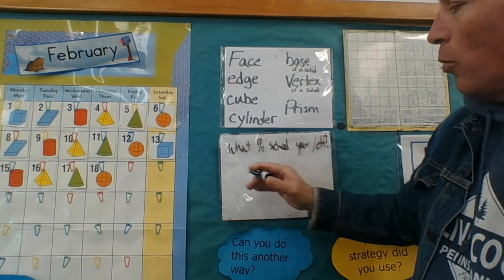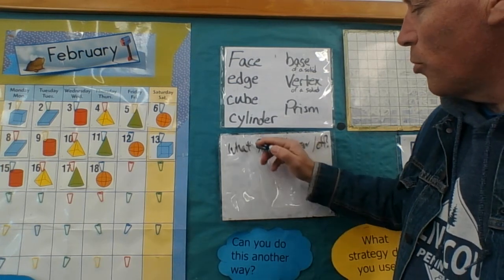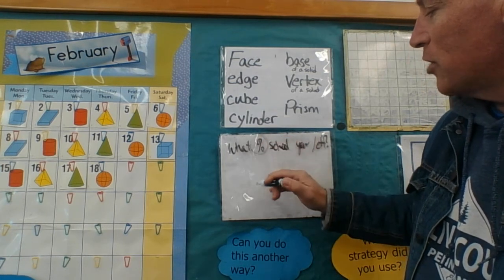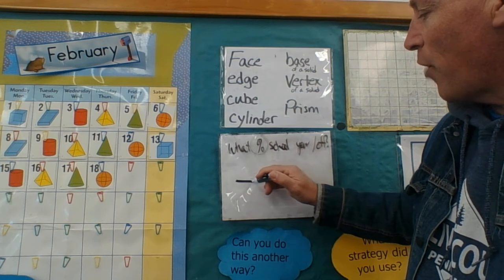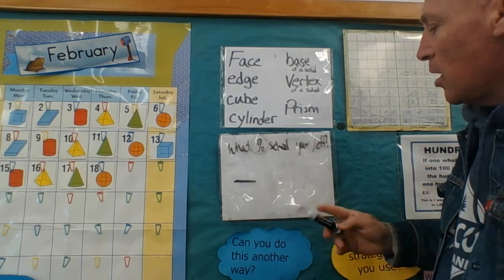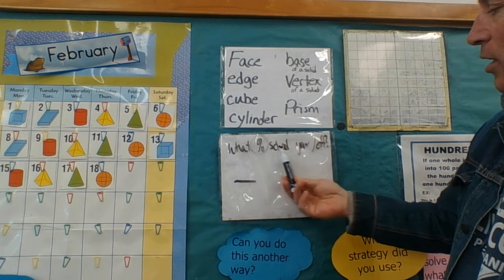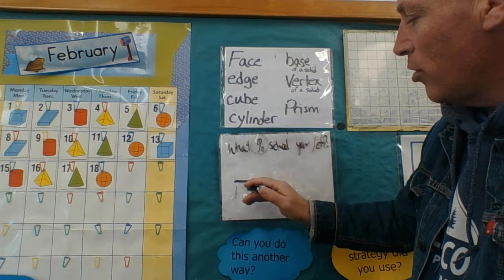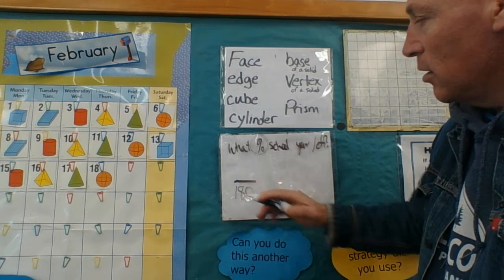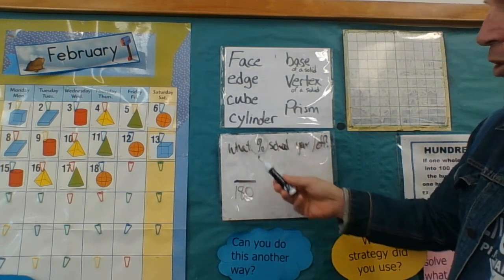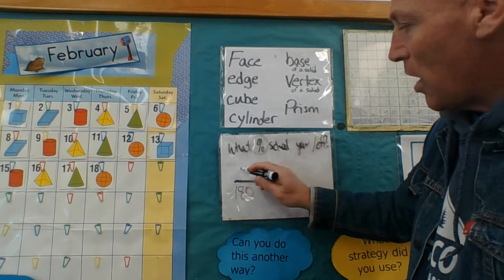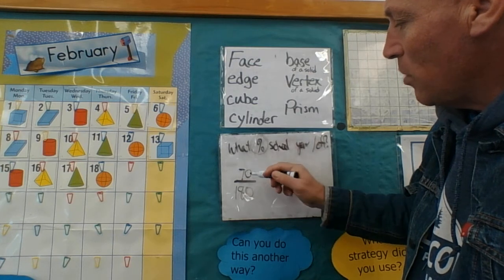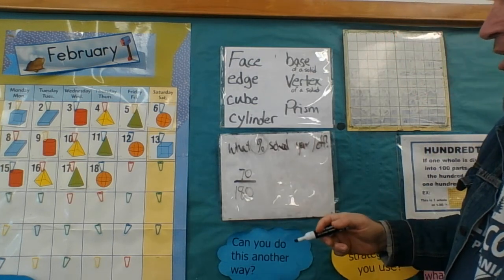Okay, so whenever we see the word percent here, or the symbol for percent, we know we're dealing with a fraction. Now, we know what the whole school year is, and we know the whole school year is 180 days. And we know that we have 70 days left, so that would be our numerator. So it would be 70 out of 180.